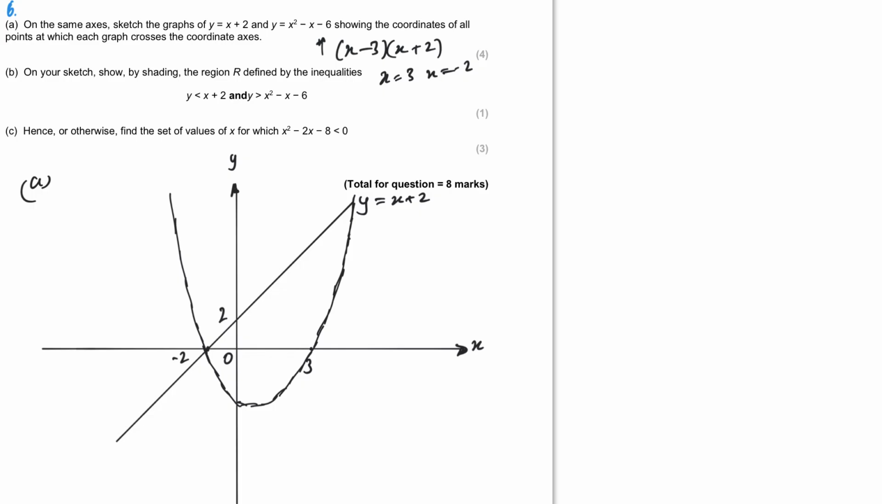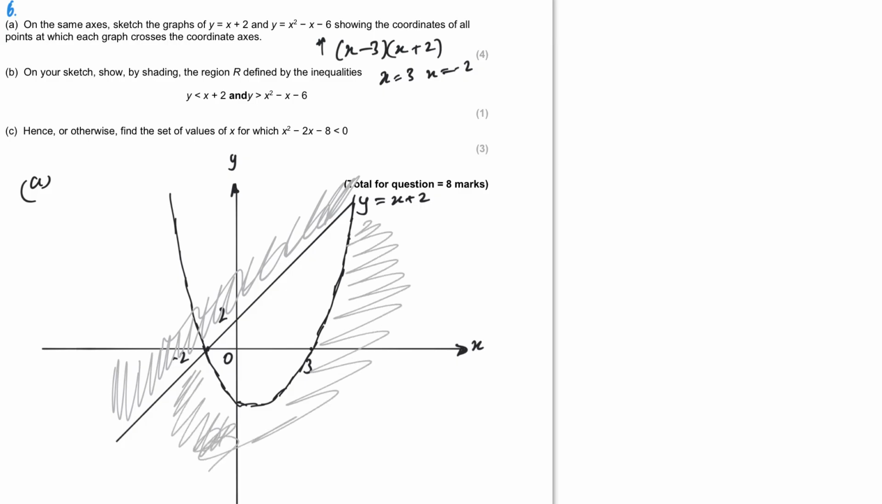So we want y is less than x plus 2, so I'm actually just going to get rid of initially everything greater than x plus 2. And we want y is greater than my curve, so get rid of everything that is less than that curve. So my region here is this region. Okay, of course you can shade the inside if you prefer. And I'll do that just to show you so it stands out nicely. But shading the outside and then labeling the inside region R is perfectly acceptable.